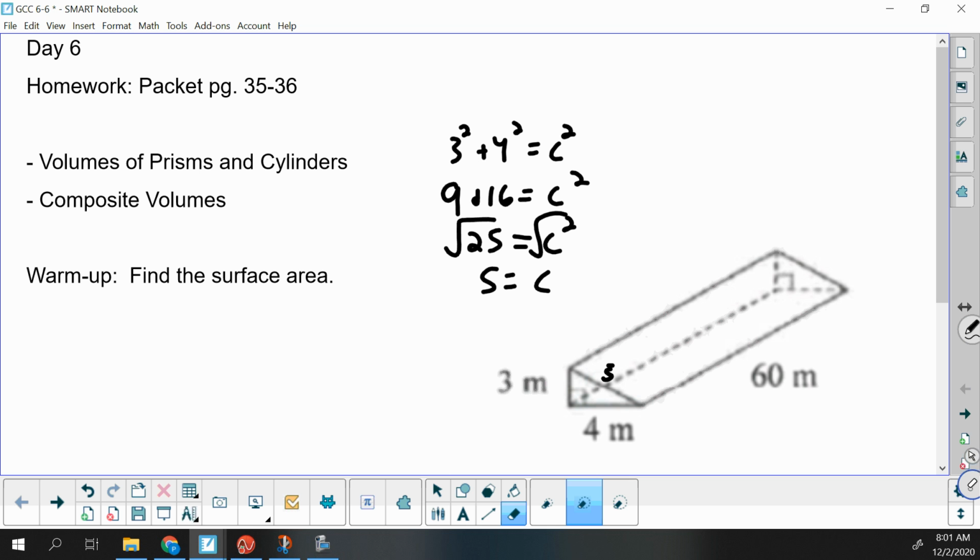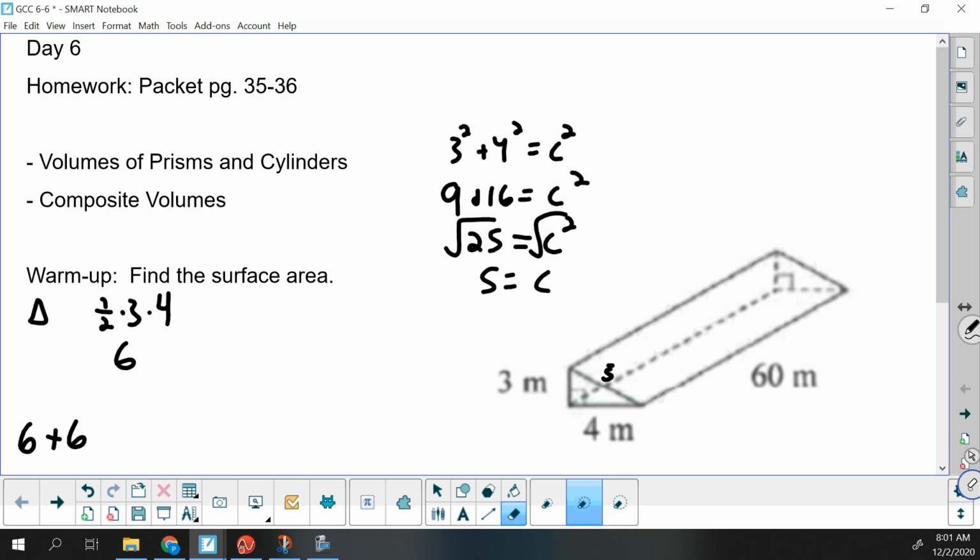All right, so let's start out. We've got our triangles. So for the triangles, we've got 1/2 times 3 times 4, because it's 1/2 base times height. Well, 3 times 4 is 12, times a half, which gives us 6. And we have 2 of those. So we're going to have 6 plus 6.